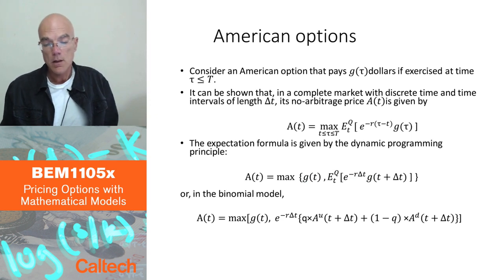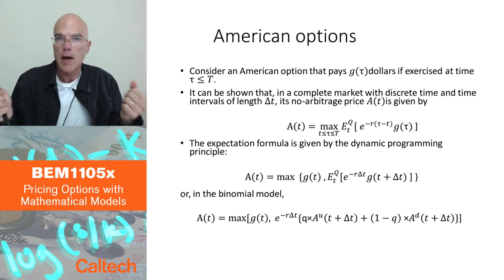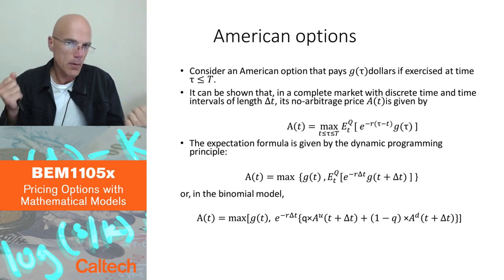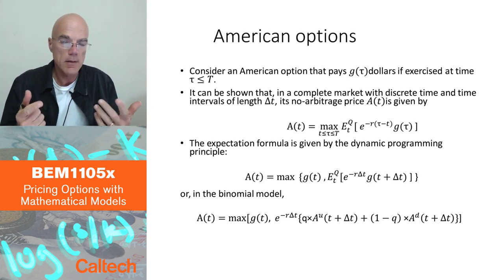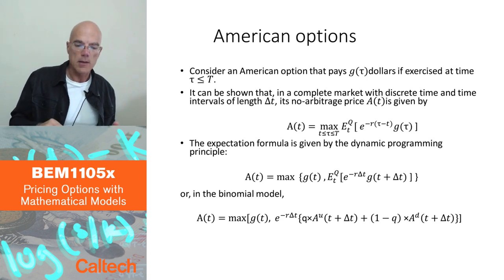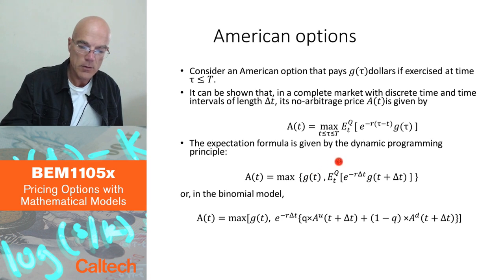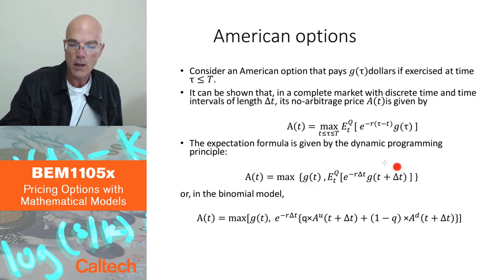So intuitive enough. It's a simple control problem at each step. I can only make a decision to wait or not to wait, or exercise. It's a binary decision. That's why it becomes easy here. Either I wait or I don't, and I compare those two values. If I don't wait, I get this. If I wait, this is the fair value of waiting one more period.